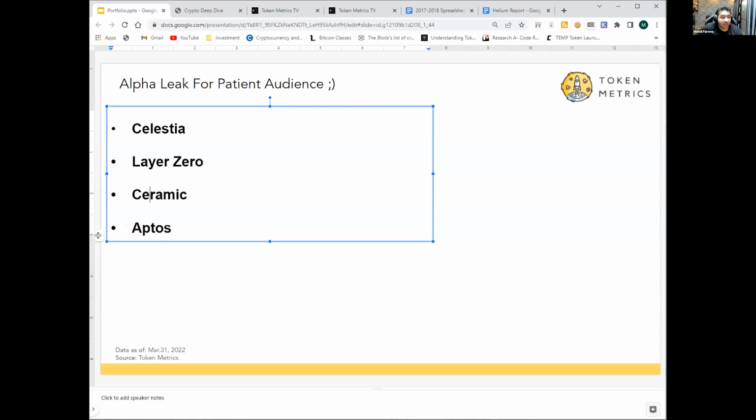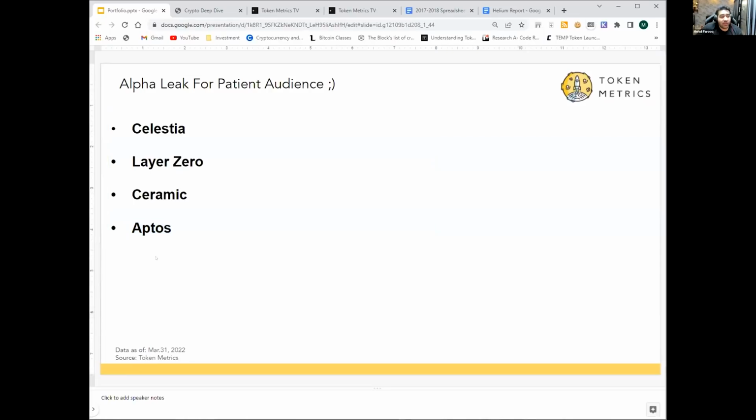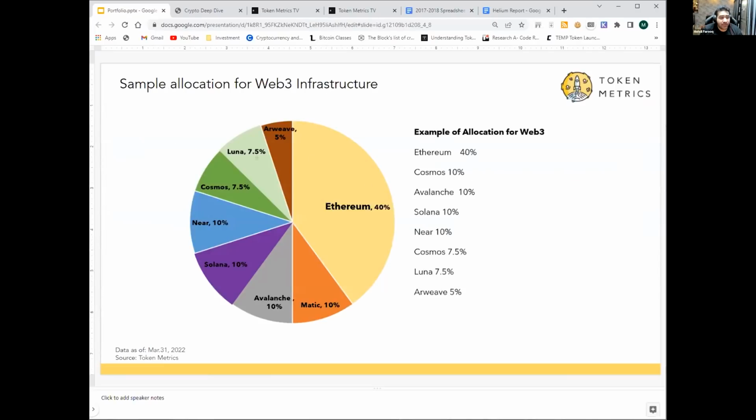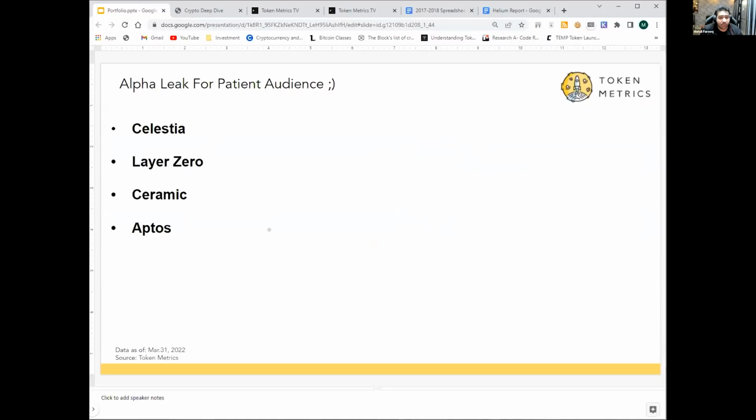Aptos is again similar to Solana, and this is built by the team from Facebook that was making the Libra DM blockchain. Now they're making their own blockchain. So these are 4 projects for the future we are bullish on. Just to summarize, why we said 70% of your portfolio should be Web3 infrastructure.